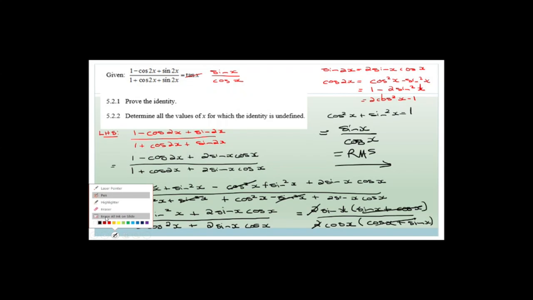And I'd like to point out grade 12s that even if you couldn't prove the identity, you can still do the bottom bit, because the bottom bit says determine all the values of x for which the identity is undefined. So in other words, they want to know, when is this not working? So do you agree that this is the same as sine x over cos x? So therefore it's undefined if 1 plus cos 2x plus sine 2x equals 0, or when cos x equals 0, okay? One of those two, if either of those two are true, then this is undefined.